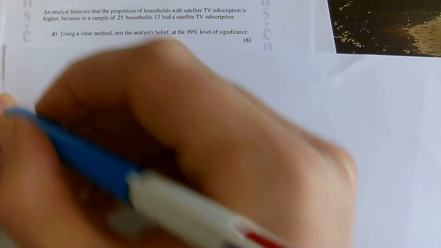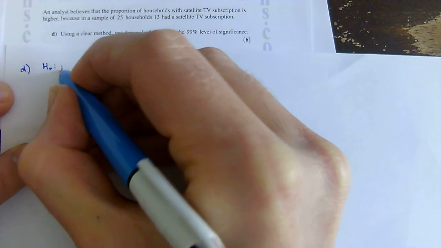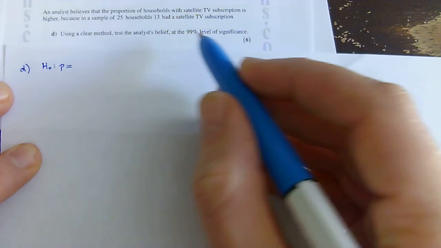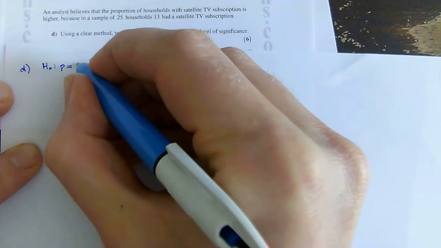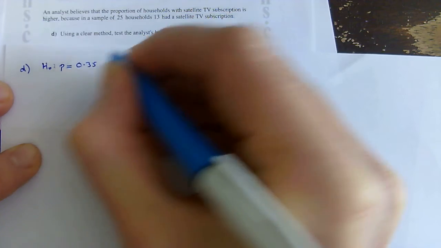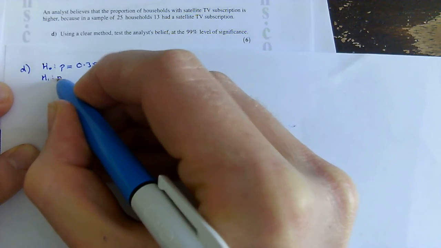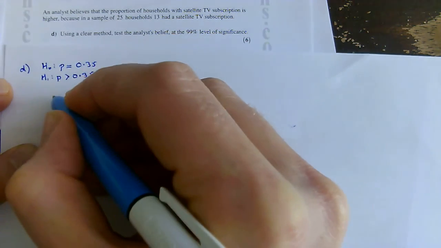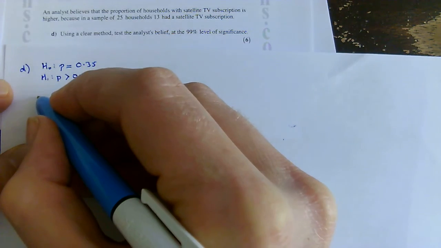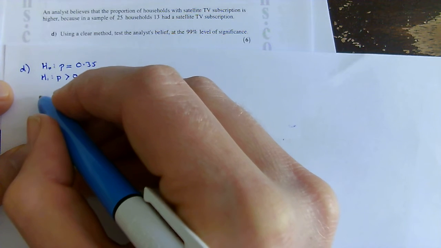So looking on to part D, we're going to start this out by setting out our hypotheses. So the null hypothesis is that the probability is what we thought it was before, so it is going to be 0.35. The alternative hypothesis, he believes that it's higher, so the alternative hypothesis is that p is greater than 0.35. So we then test using the null hypothesis and see how likely it was for him to observe at least as extreme a result as what he saw.